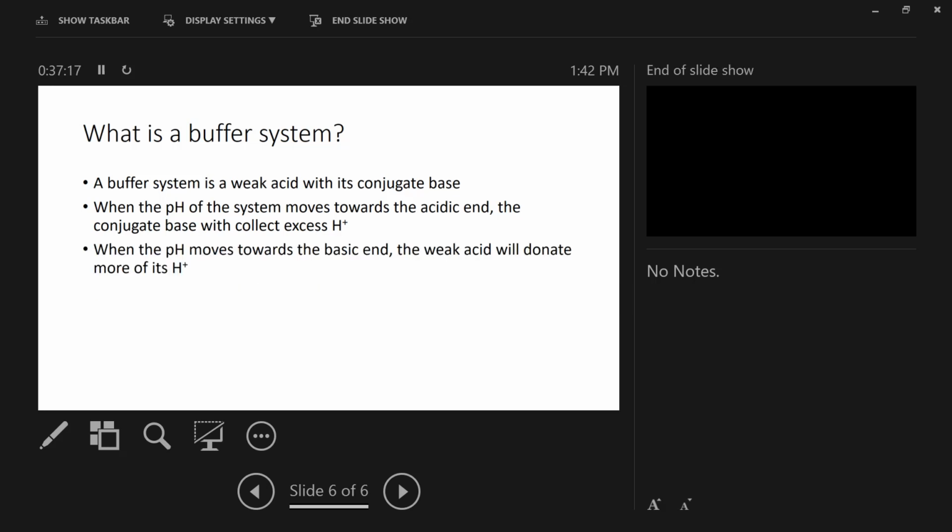And then also with buffer systems, if the pH moves towards the basic end, that is, you start to put a lot of hydroxide ions into solution, the weak acid will donate more of its hydrogen ions to balance that out. And when you take a hydrogen ion and add it to a hydroxide ion, it forms water. We saw that last week. So when the pH moves towards the basic end, the weak acid will donate more of its hydrogen ions than what it would typically do to balance that out.